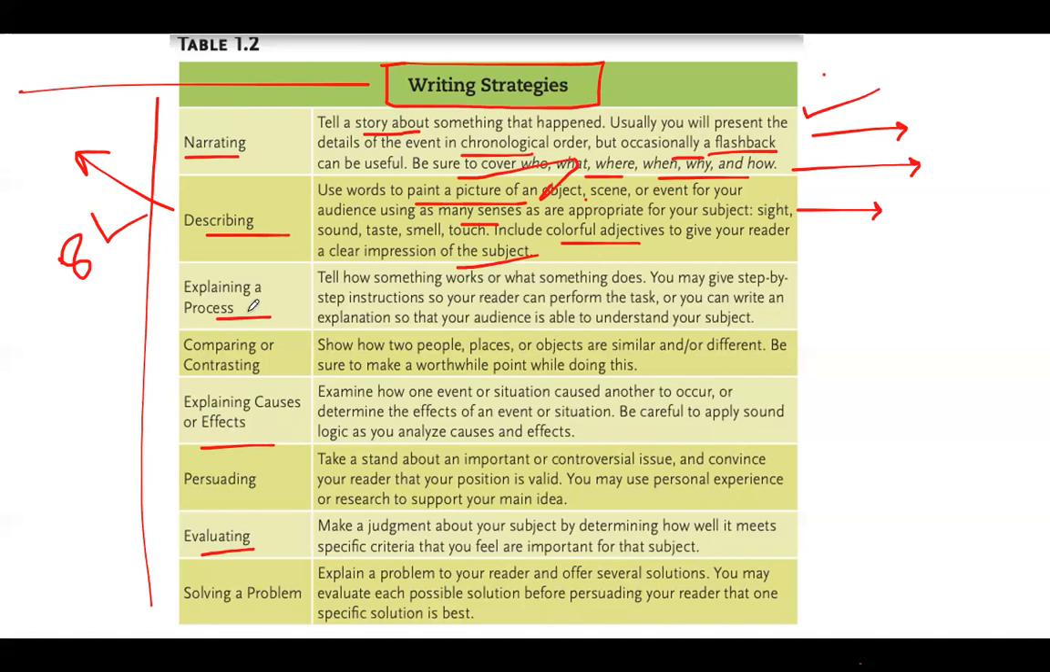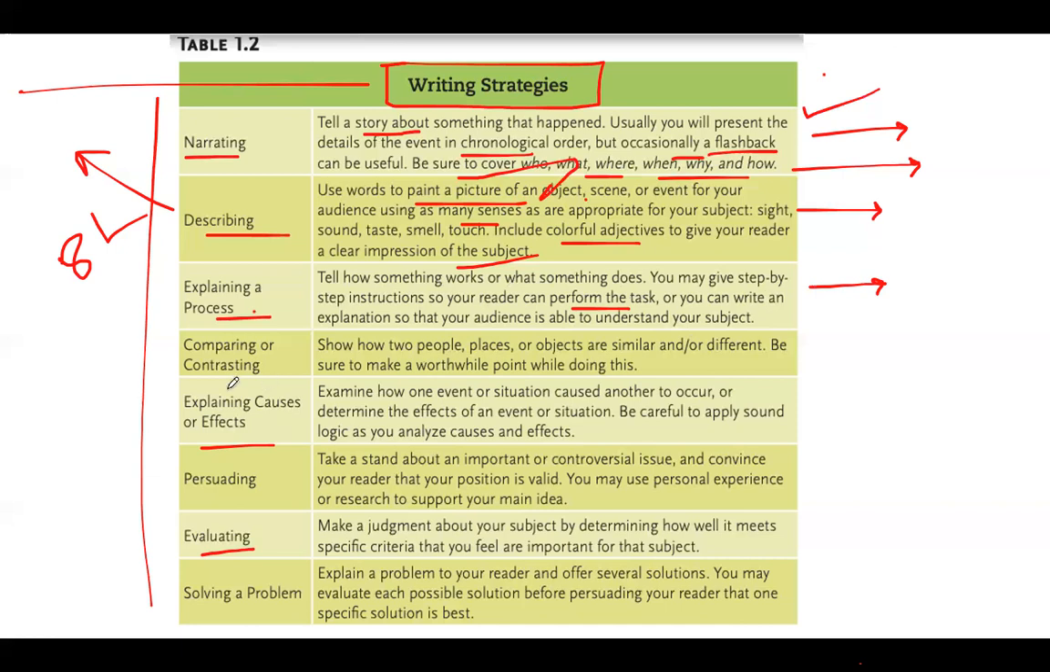And then there is another strategy, that is explaining a process. Here you write down the things in step-by-step instructions so that the reader can perform the task. Here you sometimes tell how something works or what something does. It means you are actually explaining the process. Or you can write an explanation so that your audience is able to understand your subject. So here you have to write down step-by-step instructions.